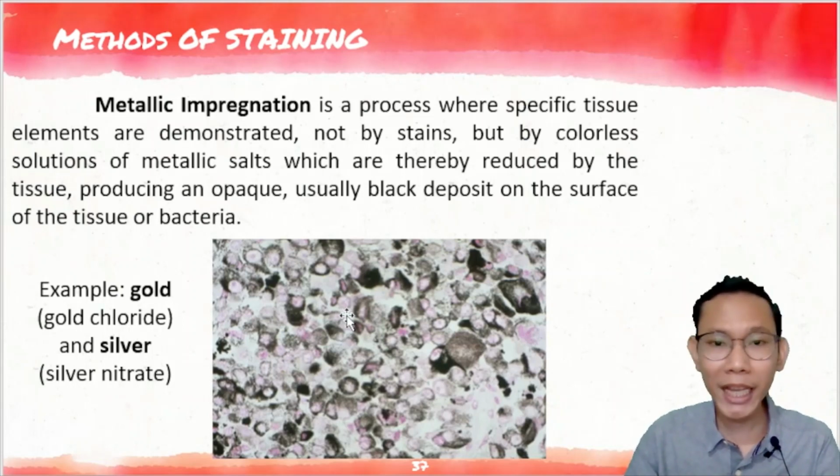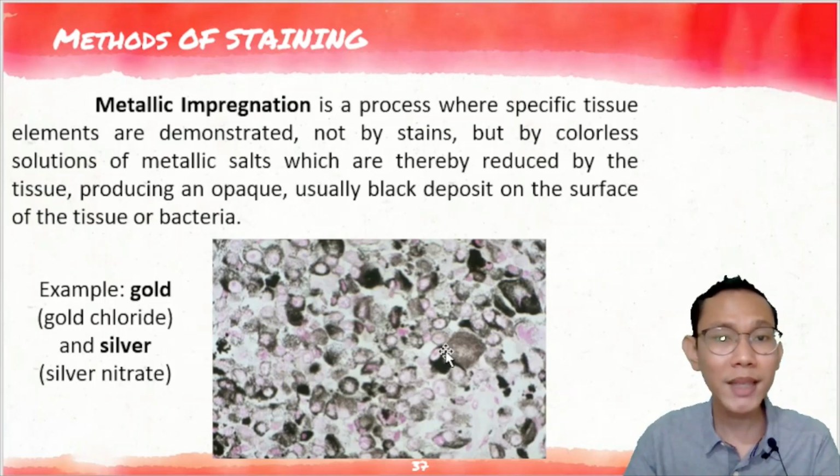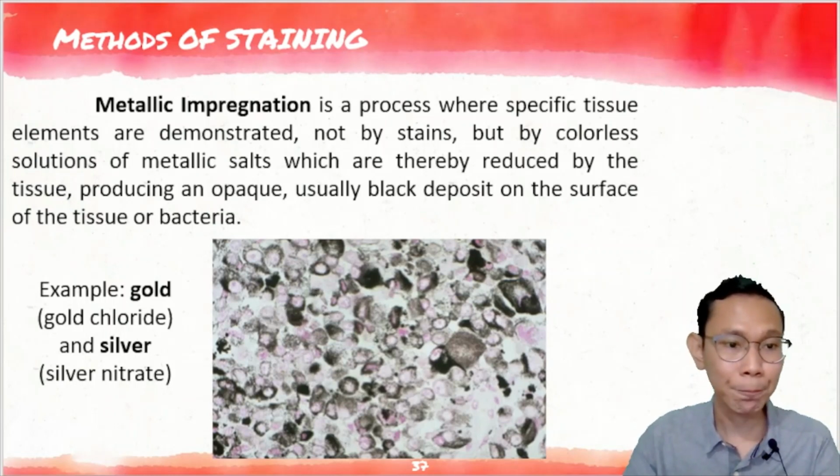So always remember that your metallic impregnating agent is different from a stain because it does not absorb by the tissue. It is a precipitate or as a reduction product in a certain tissue components. Again, yung metallic impregnation natin is different from a usual stain because it does not absorb by the tissue. Hindi siya ina-absorb ng tissue, but rather it is a precipitate or as a reduction product ng certain tissue components. Kaya nagkakaroon tayo ng black deposit sa ating microscope na nakita.